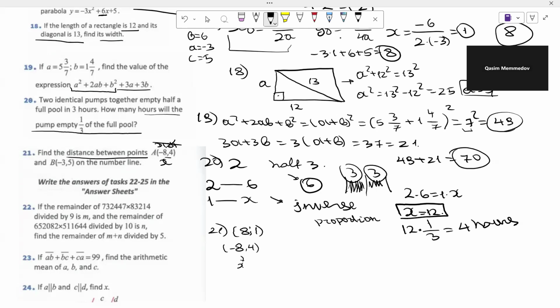This is only our x1 and x2 equals negative 3.5, and the distance between them equals modulus x1 minus x2, because we don't have a y-axis. The answer is negative 8.4 minus negative 3.5, and it equals, I think, modulus negative 4.9, and the answer is 4.9. The distance between them is 4.9. Let's continue with 22.